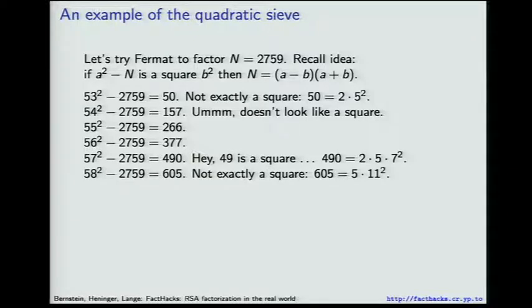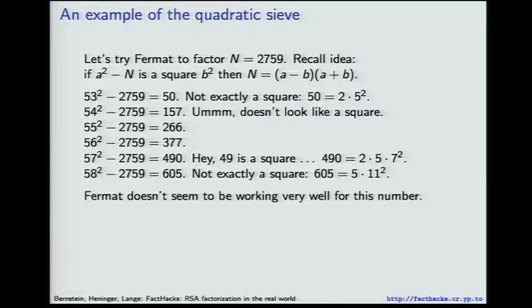And 605, you can try, okay, wait a minute. We remember how to take out the 5, and then 605 divided by 5, well, you can figure out it's 5 times 11 squared. Oh, it's almost a square. So you keep doing this for a while, and it seems like Fermat's method is actually working pretty badly. It does work eventually, but it's taking quite a while.